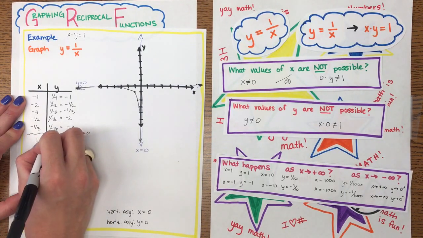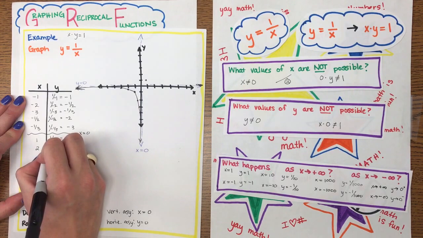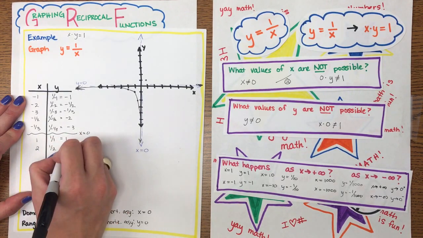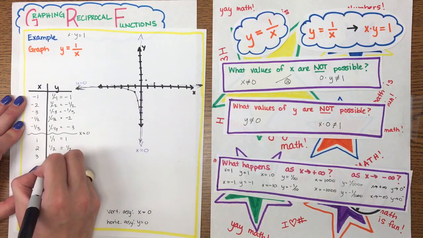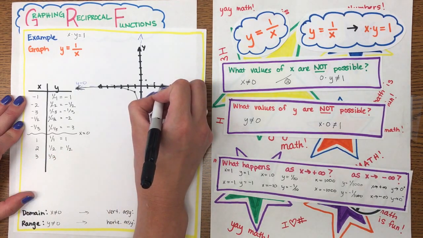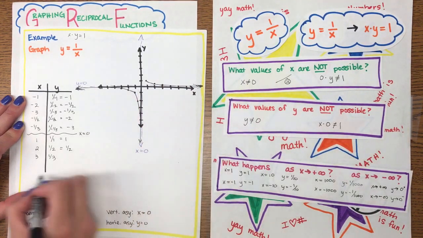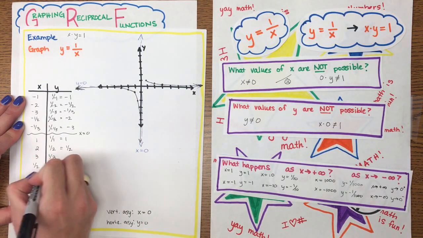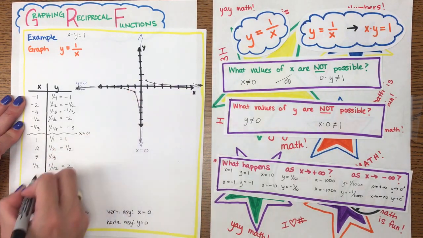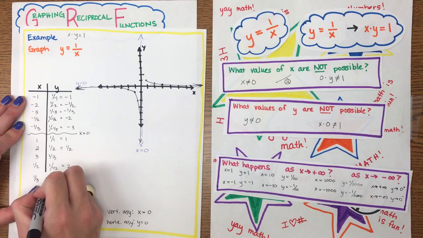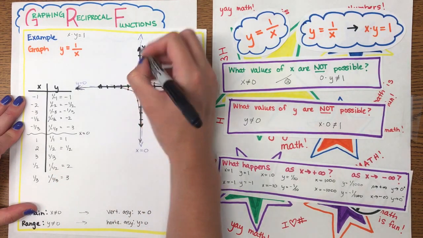And I'm going to repeat this on the other side. I plug in 1, 1 over 1 is just 1. I plug in 2, 1 over 2 is just 1/2. I plug in 3, I get 1/3. So you can see I'm approaching this asymptote there. If I plug in 1/2, 1 over 1/2 is 2. So I've got 1/2, 2. If I plug in 1/3, 1 over 1/3 is 3. So it looks like that.